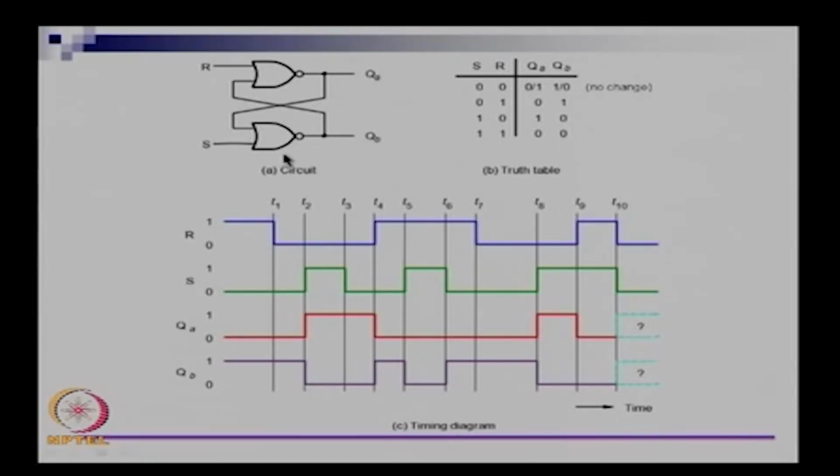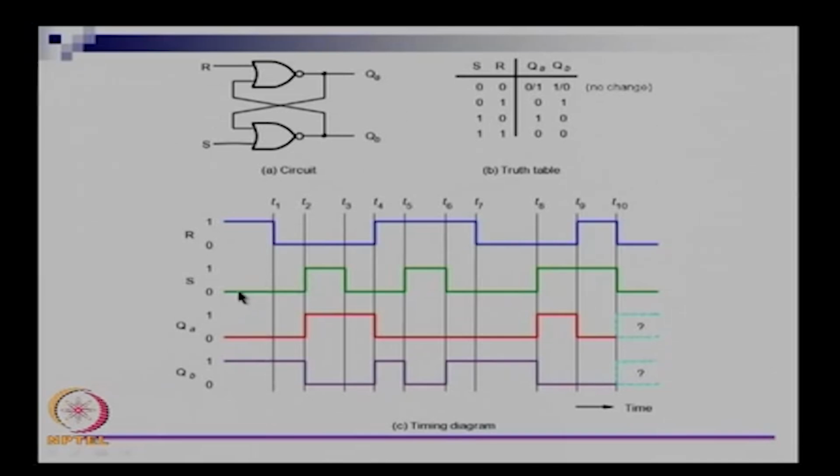So, reset will drive QA to 0, let us assume that for a while, and we will also assume that S drives QA to 1. So, R being 1 is supposed to drive QA to 0 and S being 1 is supposed to drive QA to 1, and I also claim that QA and QB are complements of each other. So, let us assume that for a while. Let us see this waveform without making any of these assumptions.